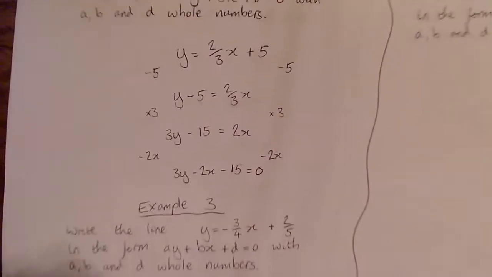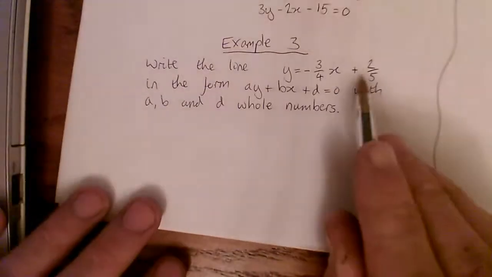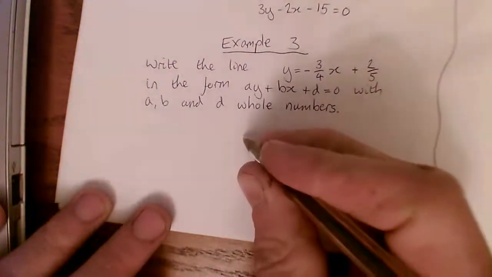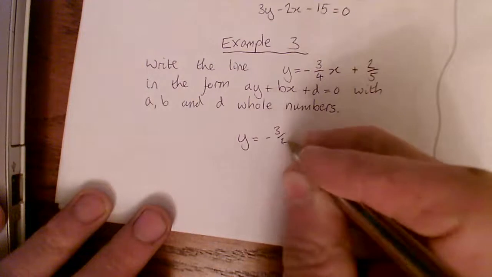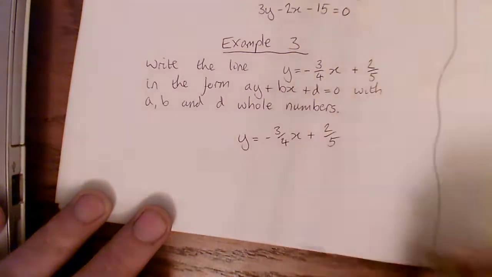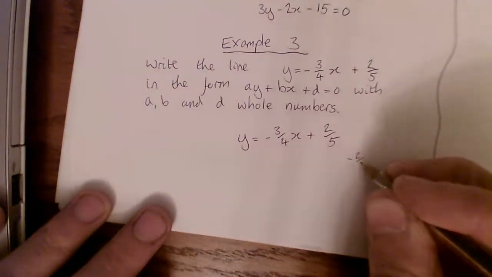Now, second example of that. So we're going to move down to this one. Now, this one's a wee bit harder because we've got a fraction in both positions and their denominators don't match up. So I'll show you what to do with that as well. So here we have y equals minus 3 over 4x plus 2 over 5. I'm going to do the same step. I'm going to take the 2/5 across.